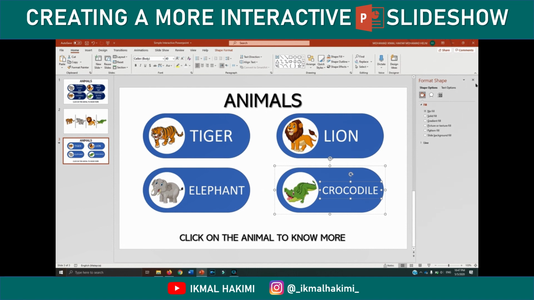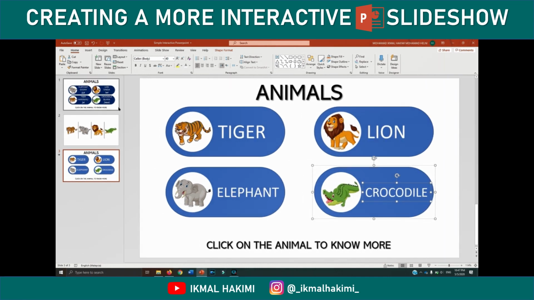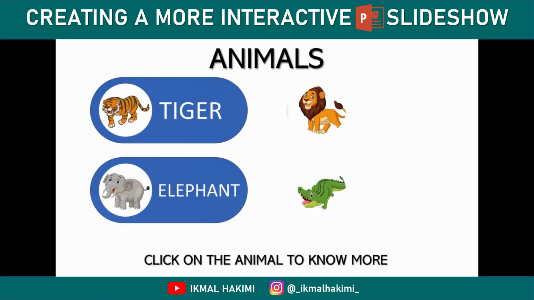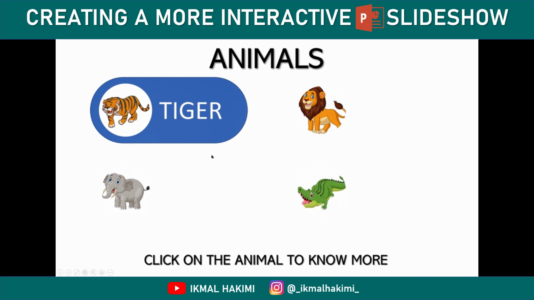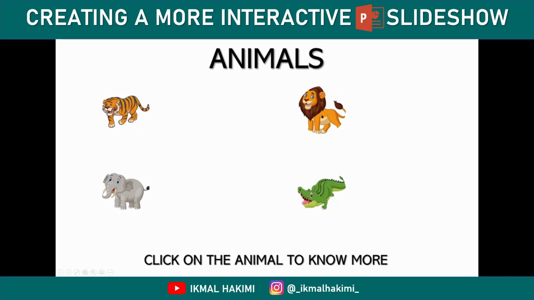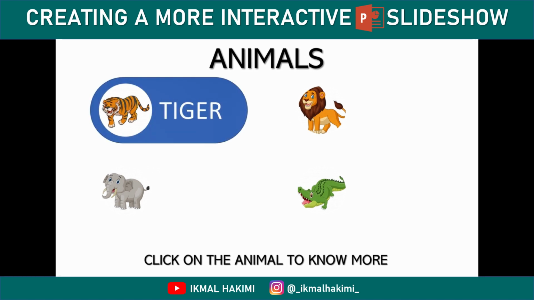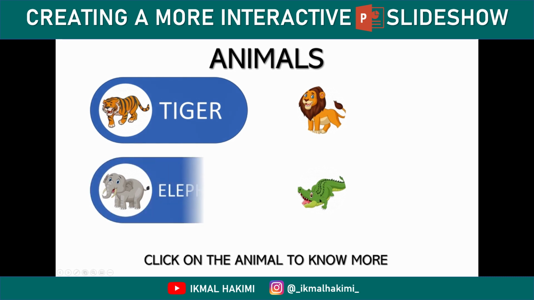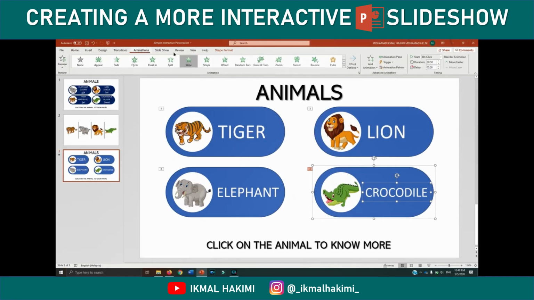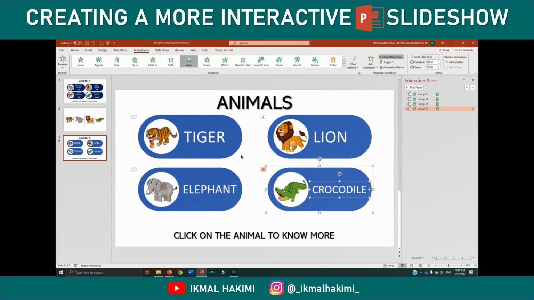Okay, once you have done with these things, it will appear like this, just like a normal animation. Even if you click on the lion, the tiger will appear. Even if you click on the crocodile first, the elephant will appear, as the animation follows the order that has been created before in this animation pane. So the question is how to make these animations appear randomly by clicking on the animals that you choose.